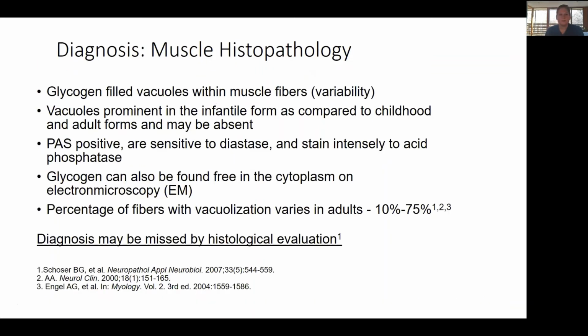disease. This is one of the pieces I was mentioning, the muscle histopathology. You'll see glycogen-filled vacuoles within the muscle fibers. This can vary from section to section within the muscle, even two muscle sections right next to each other. The vacuoles are more prominent in the infantile and childhood forms and may be absent in adult forms. We do have PAS positive staining, and this is indicative of glycogen accumulation. And glycogen can be found free in the cytoplasm when the lysosomes burst, and you can see that on electron microscopy.